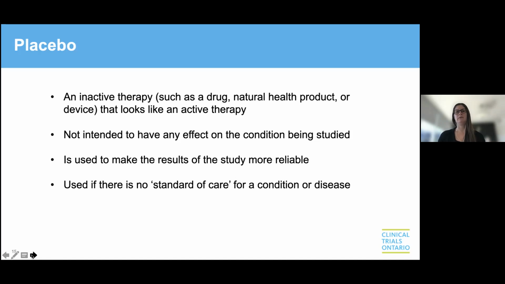And just like we talked about with randomization, the placebo is used to make the results of the study more reliable. So it decreases the bias of the study. And important to note that if there's a standard of care for a condition or disease, then very typically the placebo would not be used. And so it wouldn't be ethical in those cases to use a placebo when there's already an effective and safe medication or therapy for a particular condition. So important to know some of those facts about placebo.